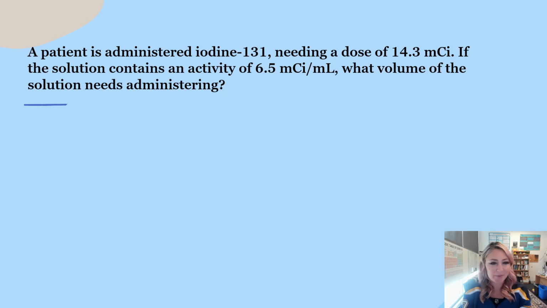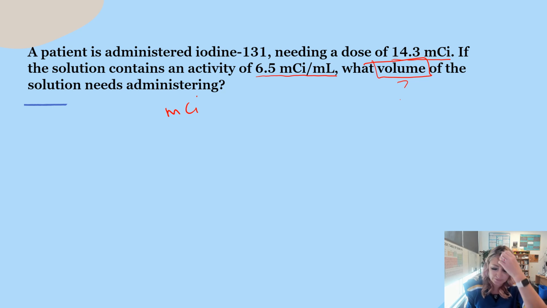All right, we're going to start where we always start, and that's by reading the problem and identifying our known information. So we see a patient is administered iodine 131. They need a dose of 14.3 millicuries. If the solution contains an activity of 6.5 millicurie per milliliter, what volume of the solution needs administering? Okay, so we have a lot of good information here. Looks like we are starting in millicuries.